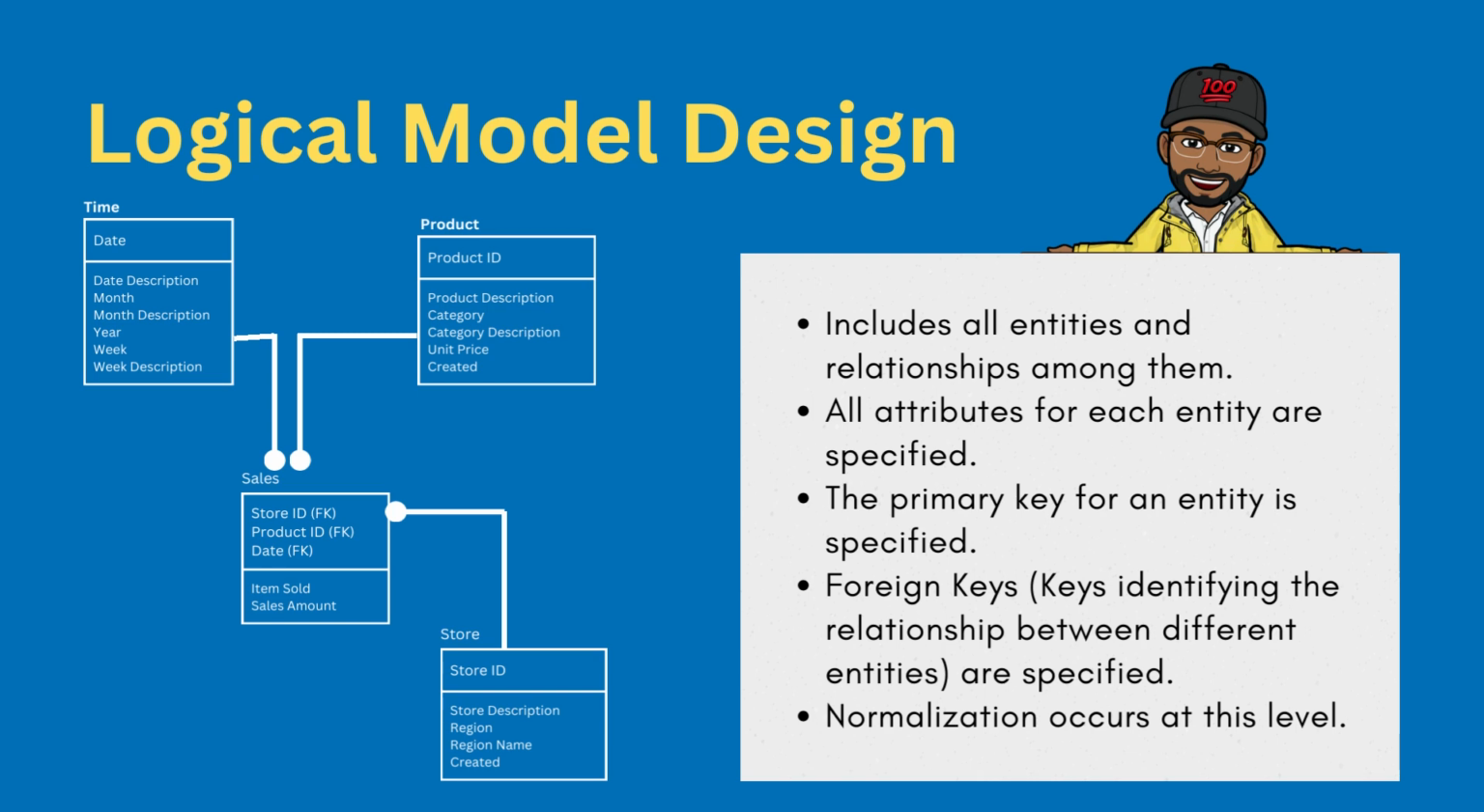So this is what we maintain in the logical data model. We will not write exact column names, we will simply mention the column descriptions. It includes all the entities and the relationships among them, and all the attributes, in the sense of column names, for each entity are specified. The primary keys for each entity are specified. The foreign keys are identified and specified with the fact table, and normalization occurs at this level.